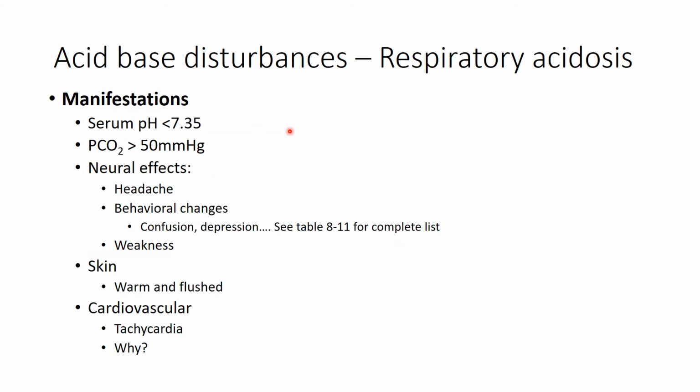All right, so respiratory acidosis is going to manifest itself as a pH less than 7.35, so outside of the normal range, and PCO2 greater than 50. Some specific organs will be affected. In the nervous system, headache will be present and behavioral changes could follow. You can look at table 8-11 for all those disorders. Overall weakness. The skin is going to be warm and flushed, you're going to have vasodilation occurring, and we'll have tachycardia, right?